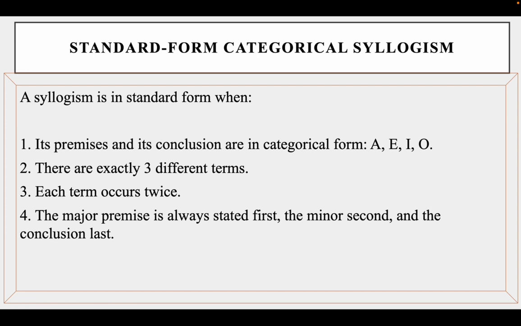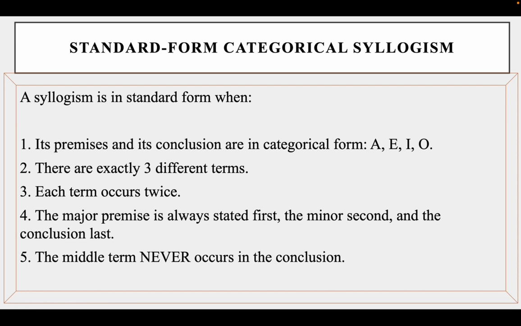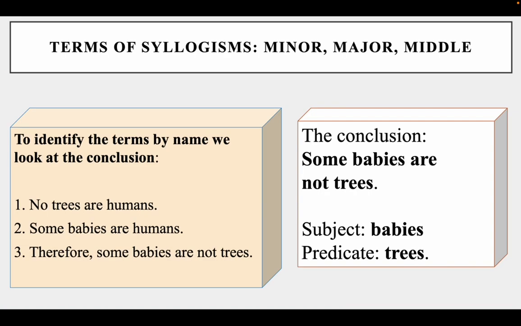In a standard form categorical syllogism, the first premise is always the major premise. The second premise is always the minor premise, and the conclusion is always last. And another very important point is that the middle term never ever occurs in the conclusion. And I'm going to explain what these are: the minor, the major, and the middle term.